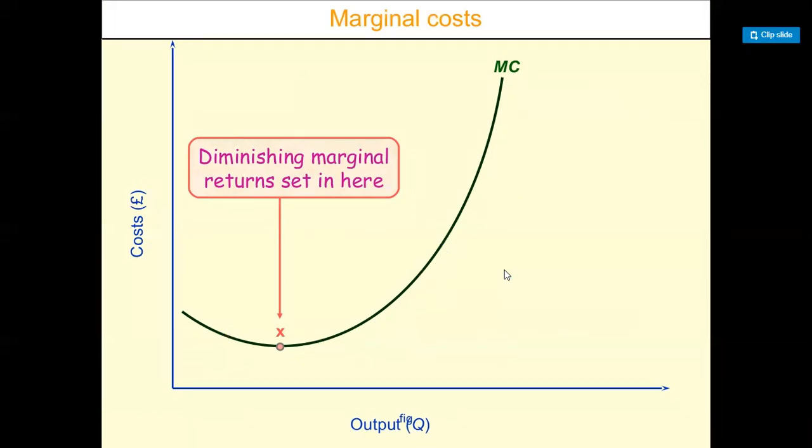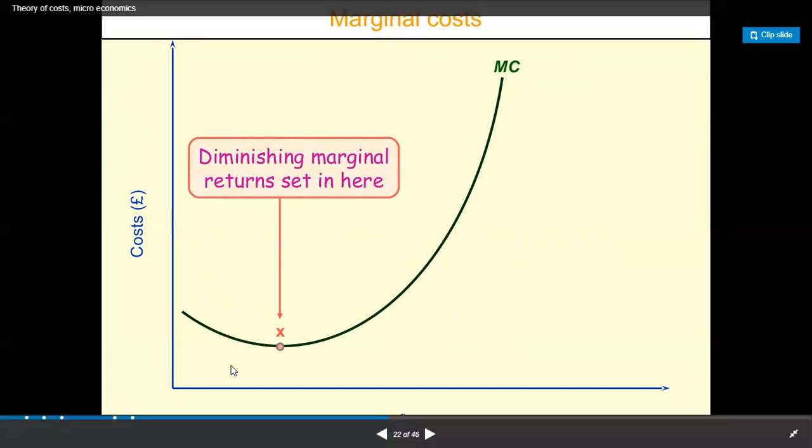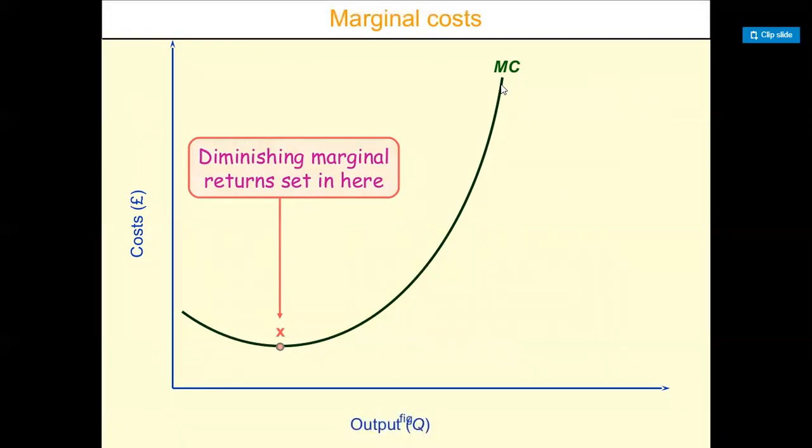The MC curve is obtained by plotting points at different levels of output. The MC curve is a U-shaped curve. MC initially falls, and when it reaches its minimum level, after that point it starts rising. The reason behind the U-shape is the law of variable proportions. Now I will explain how we can solve the numericals with the help of that.